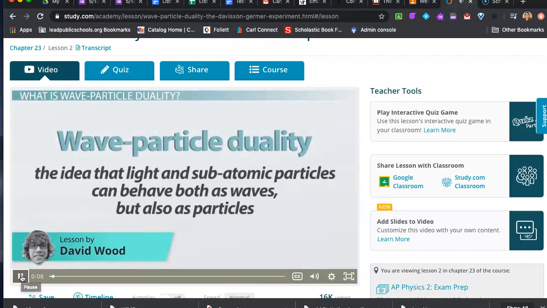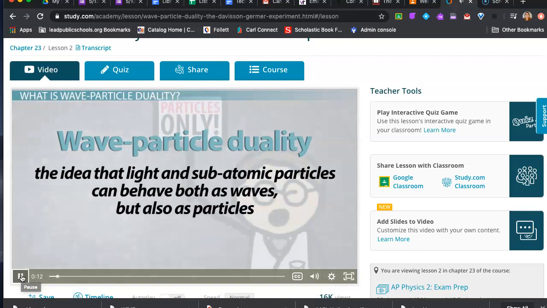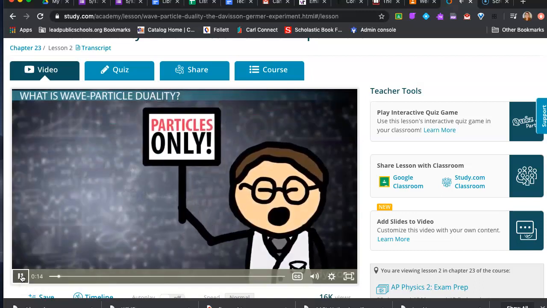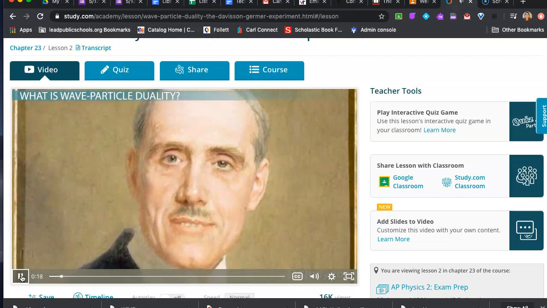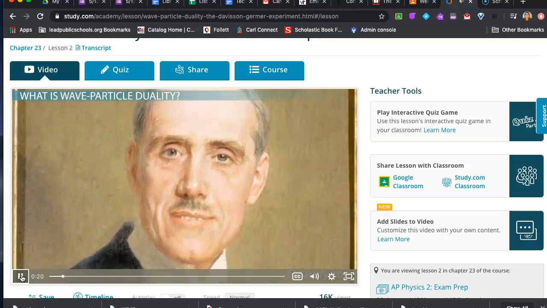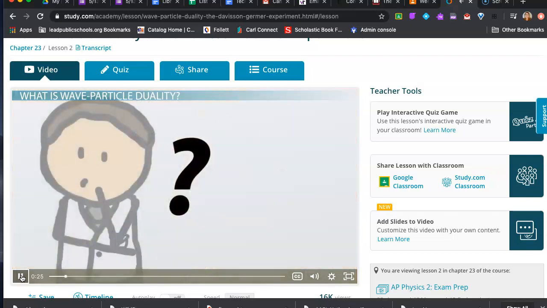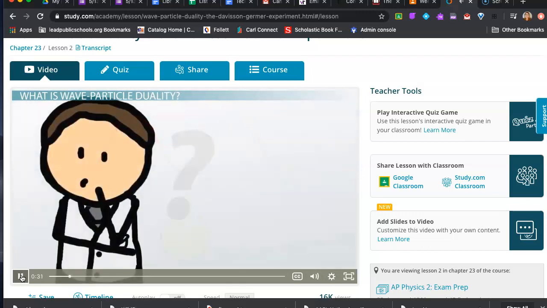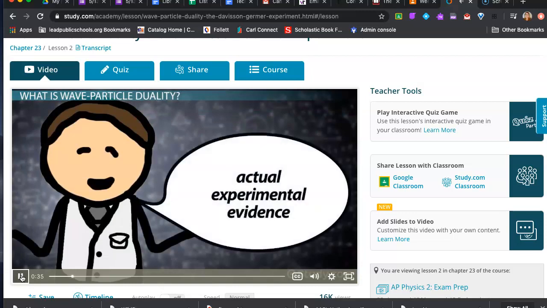Wave-particle duality is the idea that light and subatomic particles can behave both as waves, but also as particles. Therefore, the two states are not mutually exclusive. A scientist called de Broglie introduced the idea in 1923, and it formed his doctoral dissertation. This might be hard to imagine. How could light be both a wave and a particle? And indeed, physicists found it difficult to accept too. What we needed to be sure of wasn't just mathematics, but we needed actual experimental evidence.